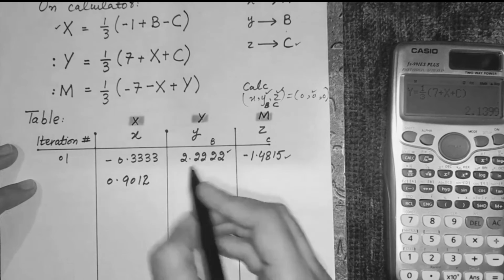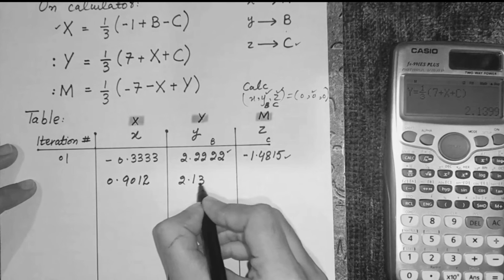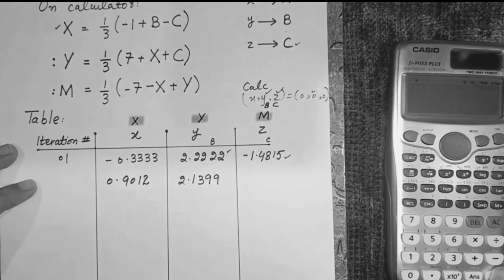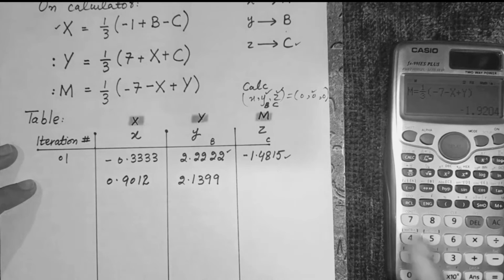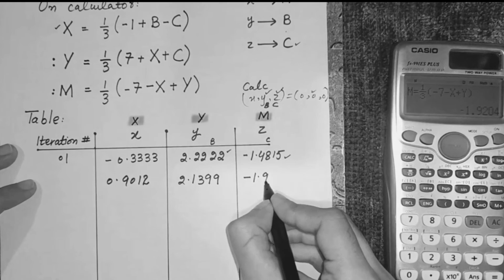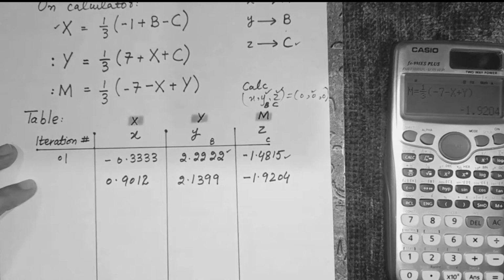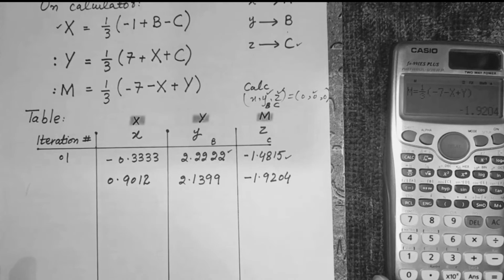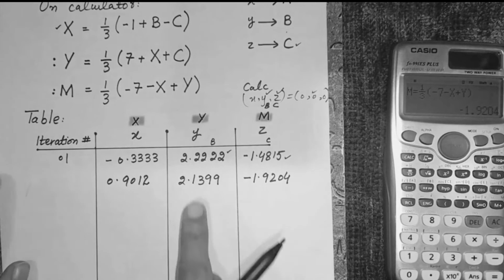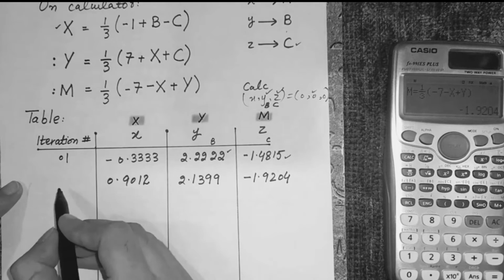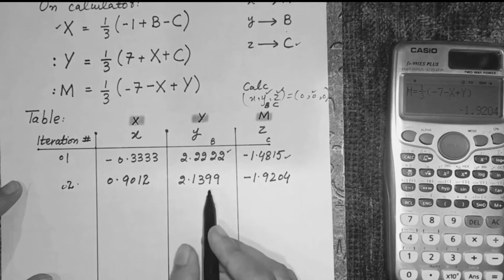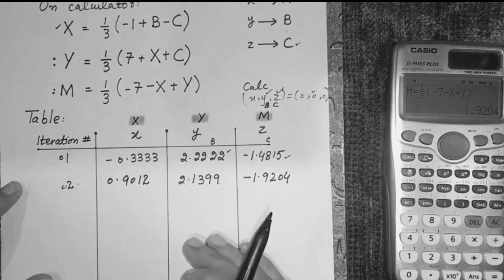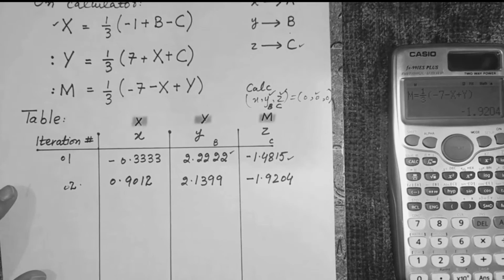The value of y is 2.1399, and the value of m is -1.9204. As you see, I put the previous values by hand for the next iteration. This is our second iteration. If you don't want to put these values in by hand, I have it for you there as well.